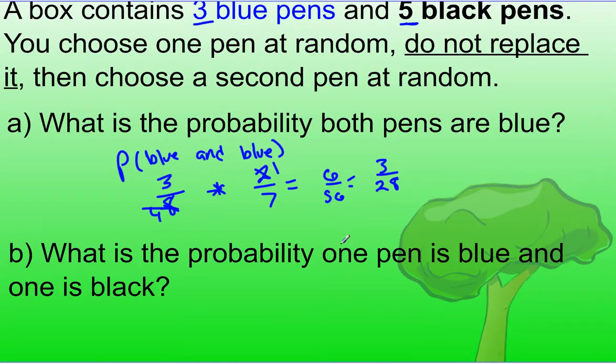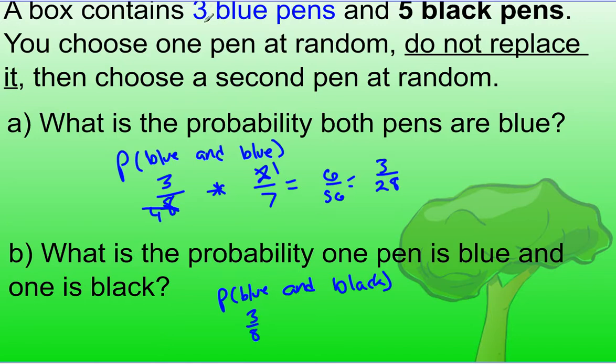Letter B. What is the probability one pen is blue and the other is black? So we're back to the beginning of the scenario. 1 pen blue, 1 pen black. All right, so the probability of a blue one and a black one. So the chance of getting a blue pen at the beginning of the scenario is again 3 out of 8. There's 3 blue ones, 8 total.